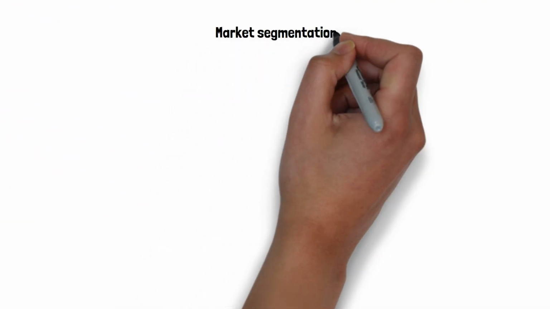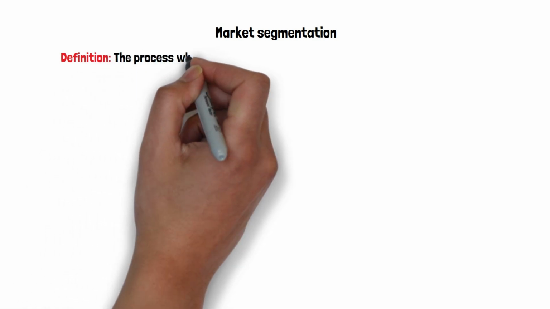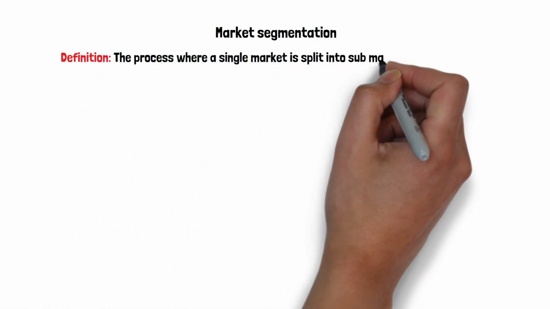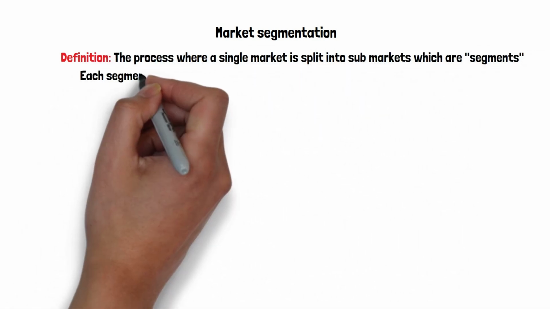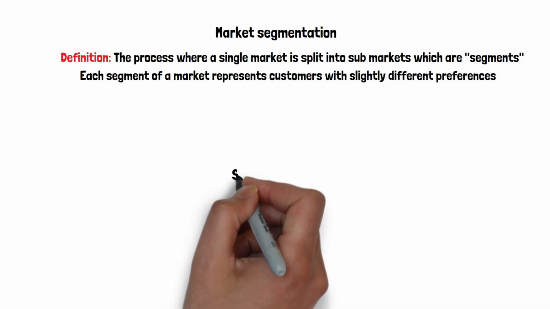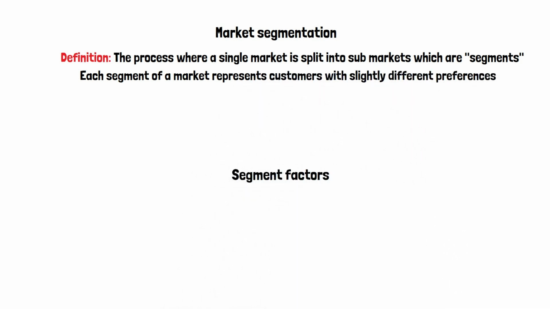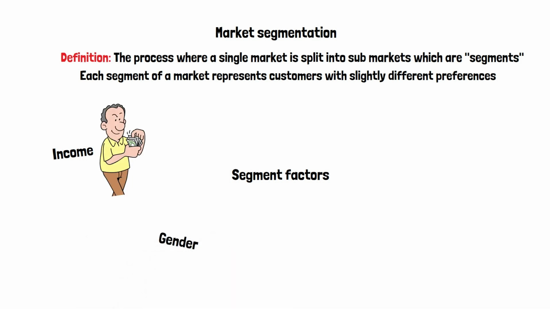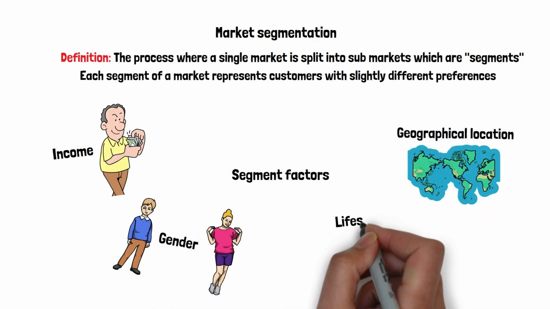Moving on from this, we can look at market segmentation. This can be defined as the process where a single market is split into sub-markets, which are known as segments. Each segment of a market represents customers with slightly different preferences. Factors that can dictate segments could be income, gender, geographical location, or lifestyle.